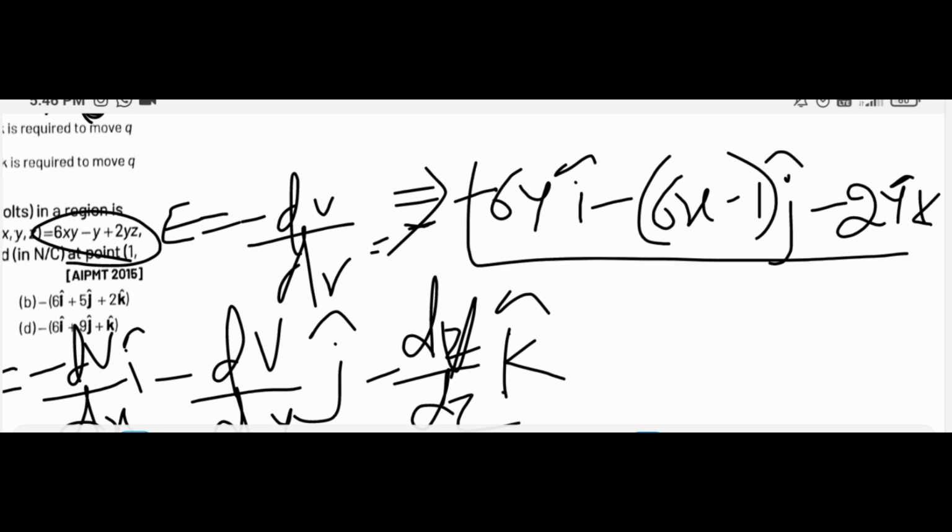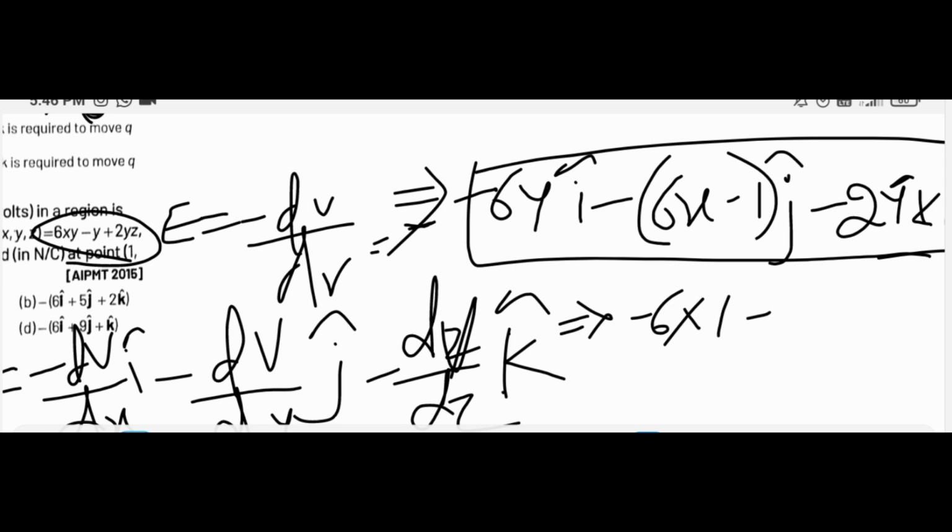In this equation, substitute the coordinates that are given, 1, 1, 0. That means minus 6 into y, which is given as 1. Again minus 6x, that is 6 into 1 minus 1, which will be 5 here. 5 times j cap minus 2 into y, that is y value 1, so 2 into 1, 2. So here minus 6, it is there.